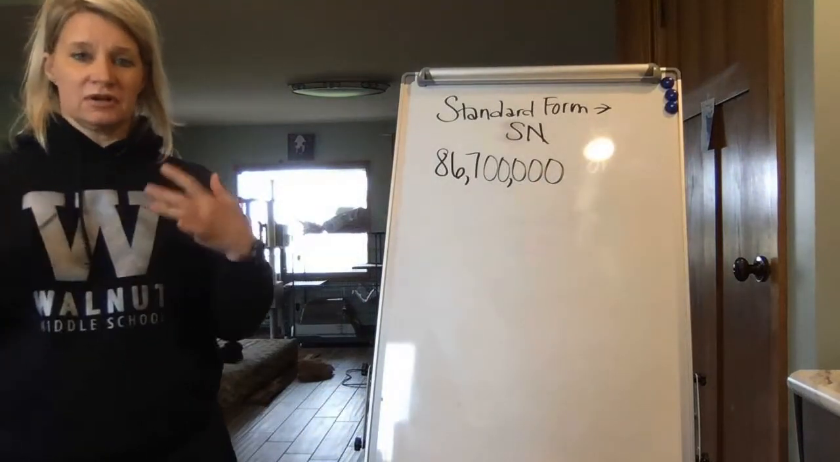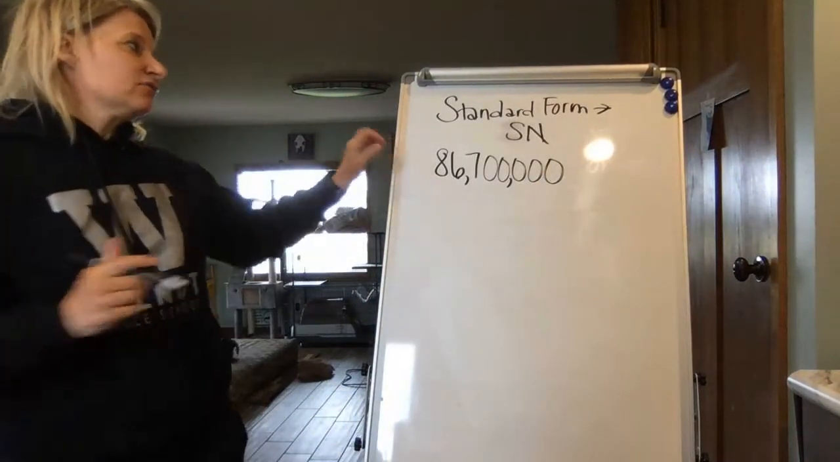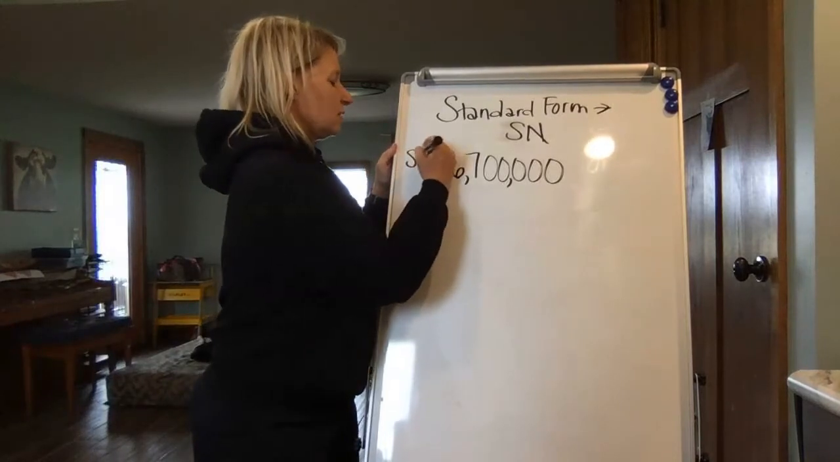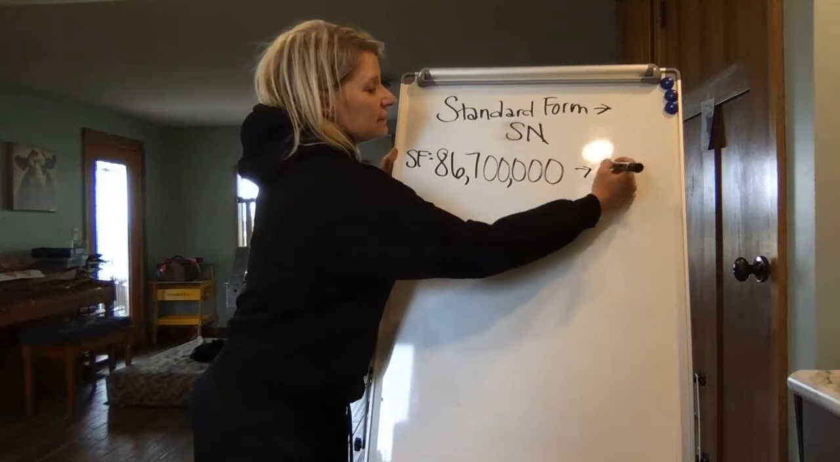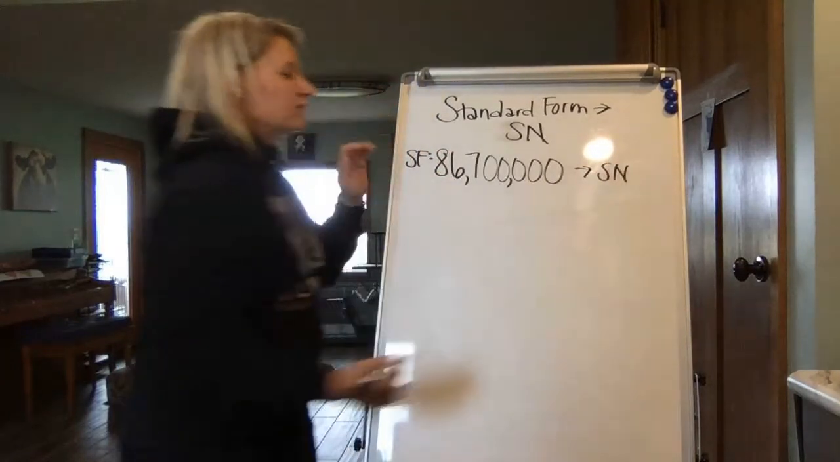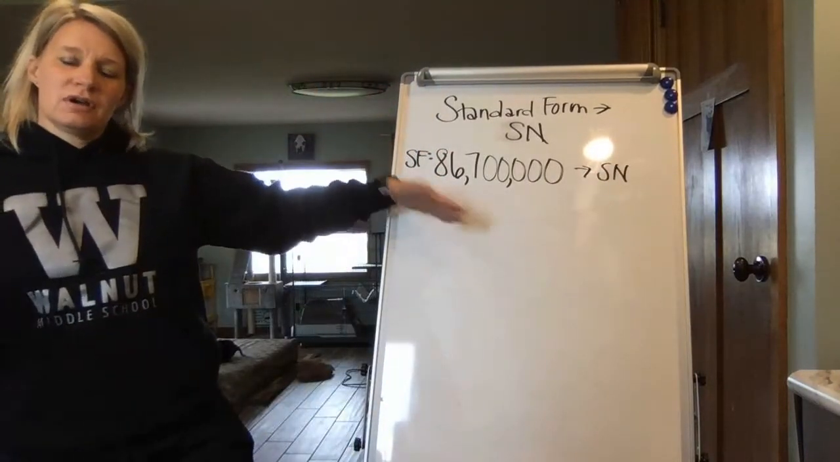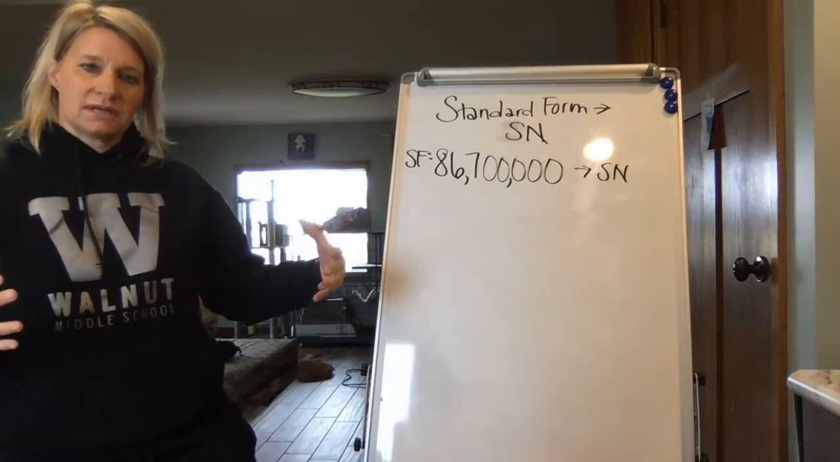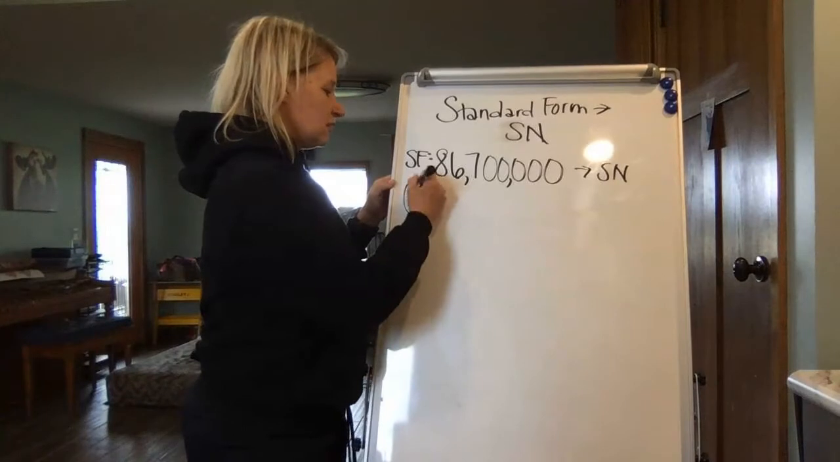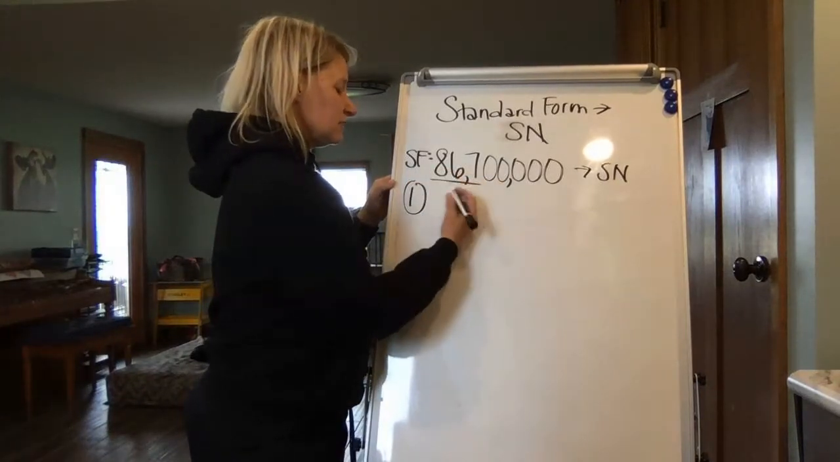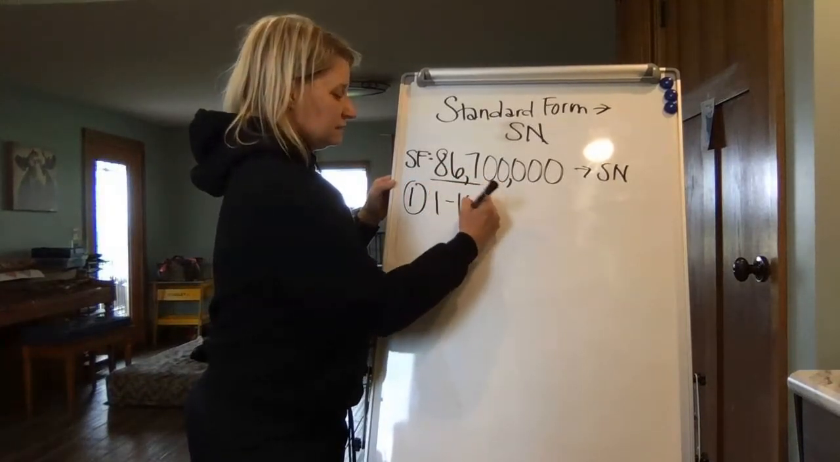So I have 86,700,000. That's my large number. This is in standard form. We want to go to scientific notation. We want to write this in a smaller, more compact way. That's what scientific notation is. So the first step, make this number between 1 and 10.